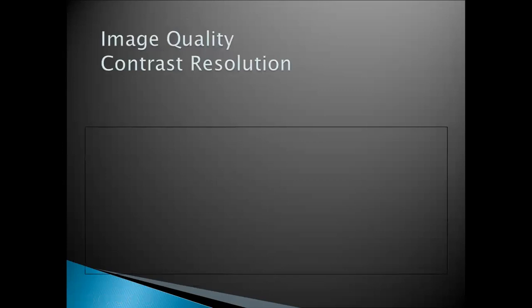Contrast resolution. Of course, contrast is the ability to see structures as distinct. You have 2 different structures, and the ability of the system to depict those structures as different is contrast resolution. So if you have a lung and a heart, and the system can distinguish lung differently from heart, then it has a good contrast resolution.